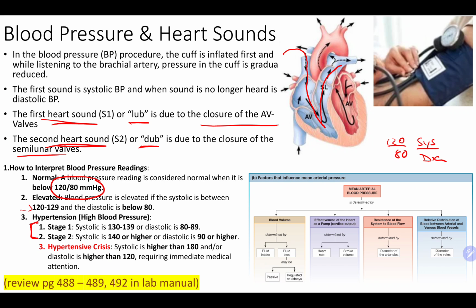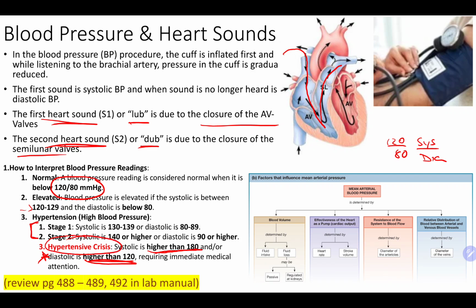Now, if a person is in a hypertensive crisis, this means they will require immediate medical attention. This is when your systolic number is higher than 180 and your diastolic number is higher than 120, right? So understand that about a hypertensive crisis.